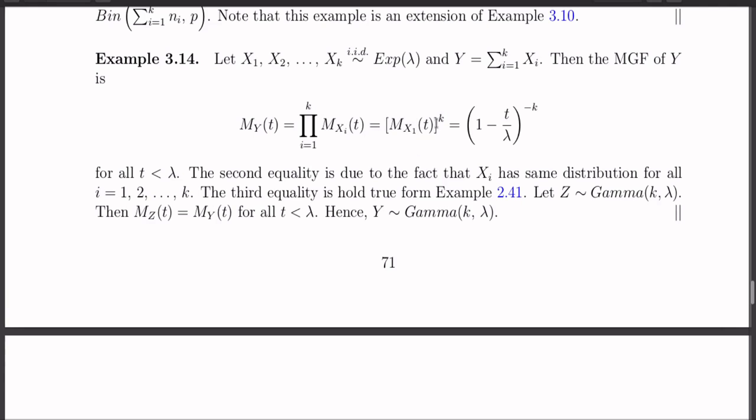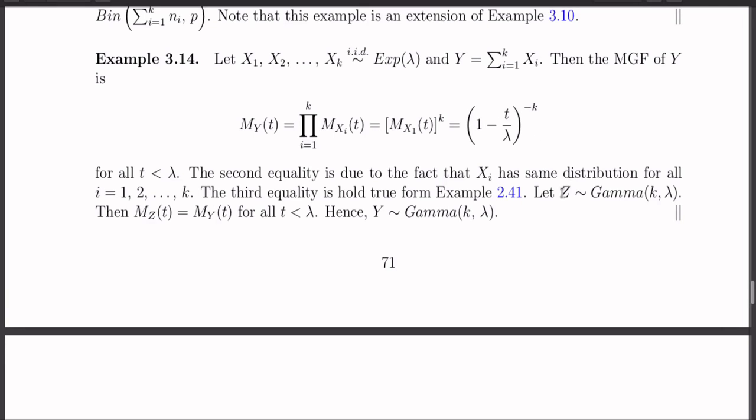And we know that the moment generating function of the exponential lambda distribution is nothing but (1 minus t by lambda) to the power minus 1, and it exists for all t less than lambda. So when I take it to the power k, it becomes (1 minus t by lambda) whole to the power minus k. Okay. Now I need to understand for which distribution this is the moment generating function.